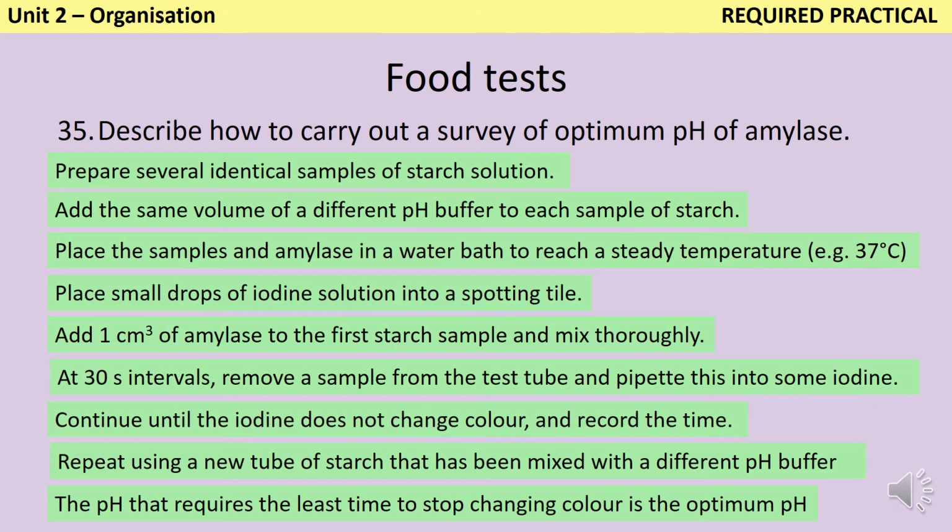That might not be the exact optimum pH because there's a limit to how many different pHs you tested. So for instance, if you checked pH 4 and pH 7 and pH 10, you might know that 7 is the best out of those, but that doesn't actually tell you whether the optimum pH is 6 or 8, for instance. So in order to improve this investigation, you might want to repeat it using finer gradations of pH.